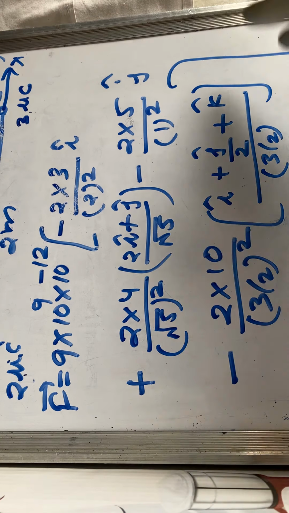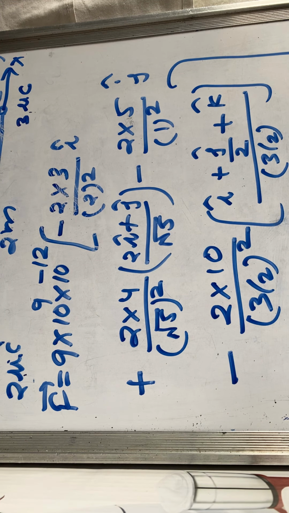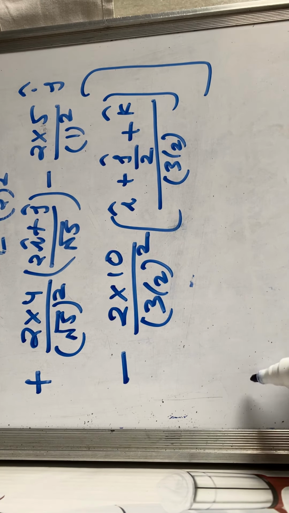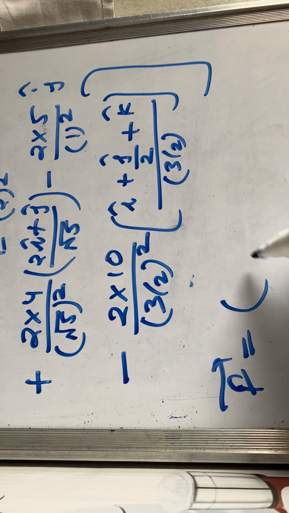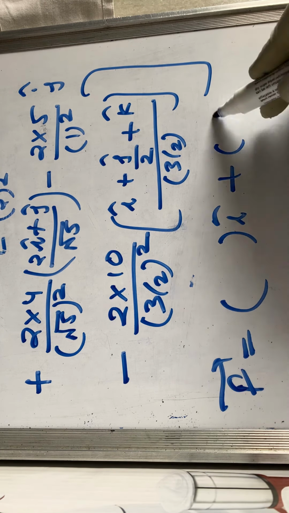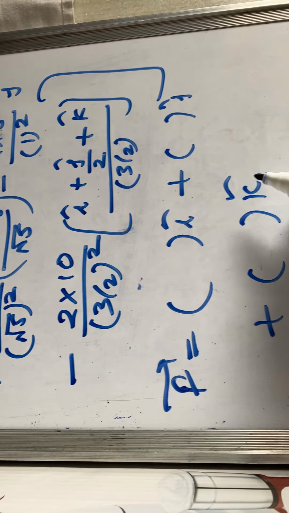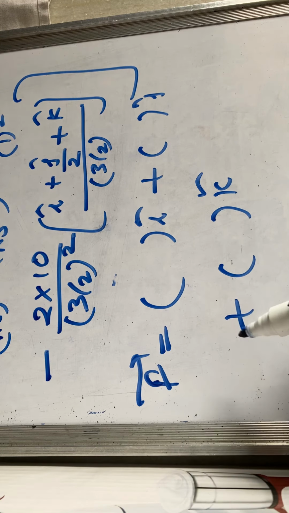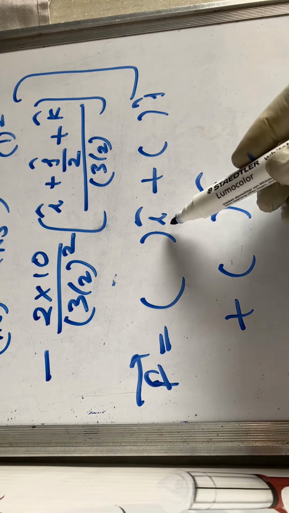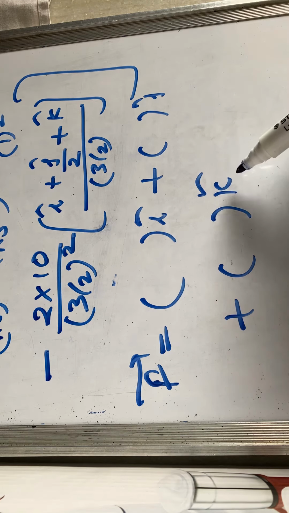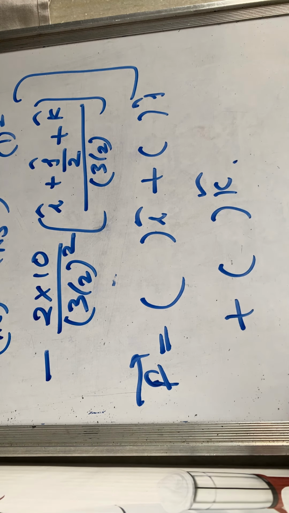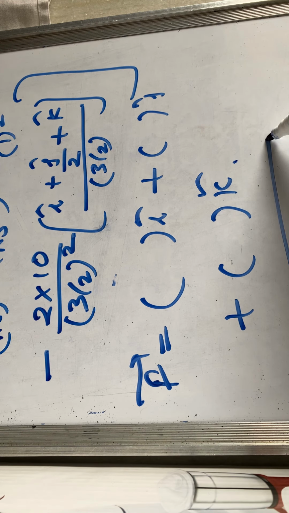See, now the question is solved. The rest of what you have to do is write the coefficient of I cap plus the coefficient of j cap and the coefficient of k cap. If you want the magnitude of this, it comes out to be the square root of the coefficient of I cap square plus j cap square plus k cap square. Okay, by this way you can find the force acting on charges.